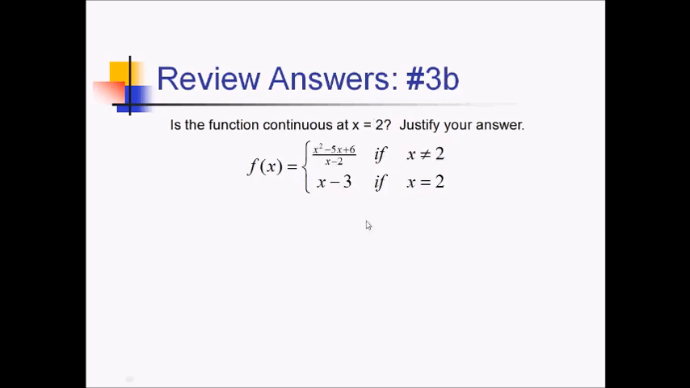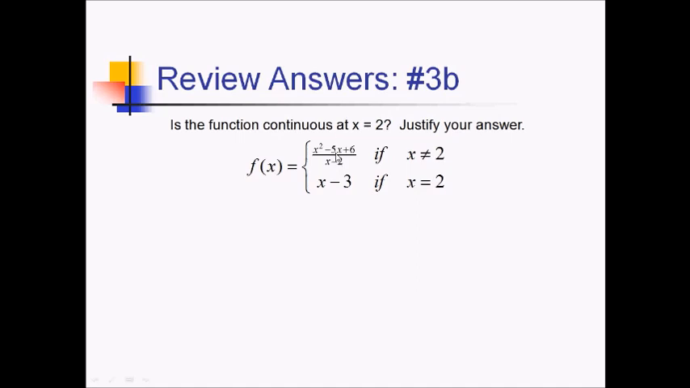To determine whether or not this function is continuous at x equals 0, I need to figure out the two-sided limit at x equals 0, the function value, and then I need to make sure that they both actually equal each other. So for the two-sided limit, this is kind of a weird setup for this function. Basically, whenever x does not equal 2, we use this rule here. So you could think of this rule as standing for x less than 2 and also x greater than 2.